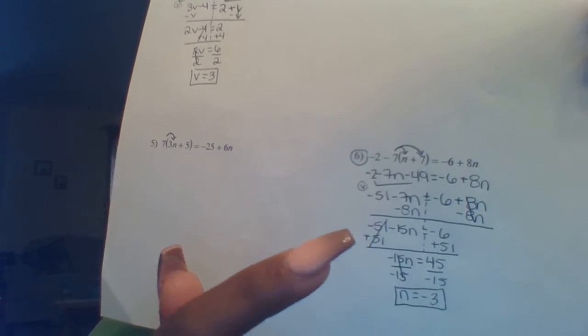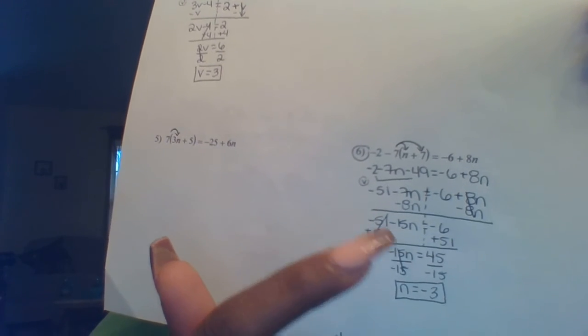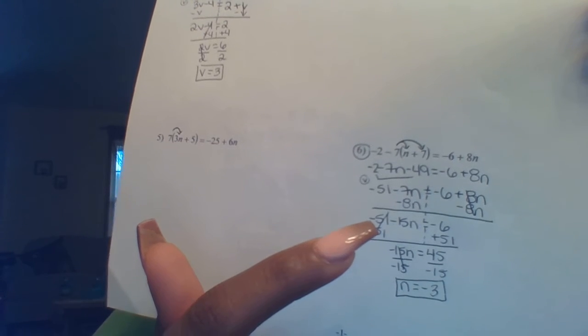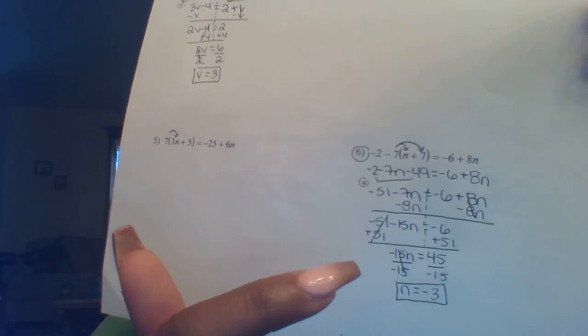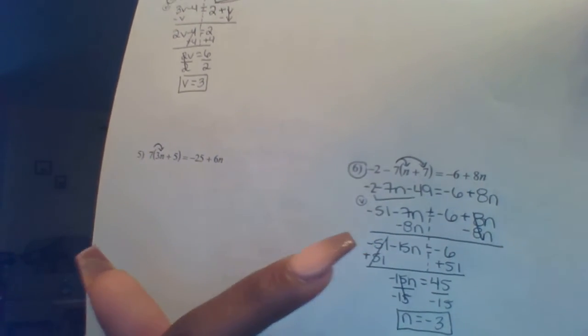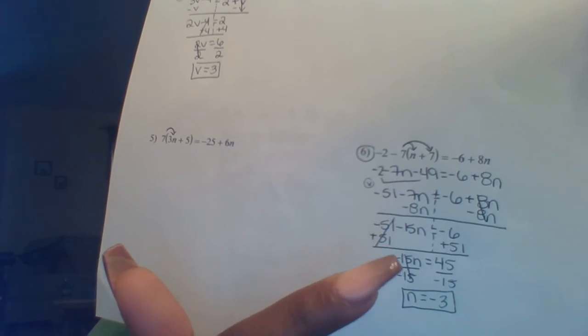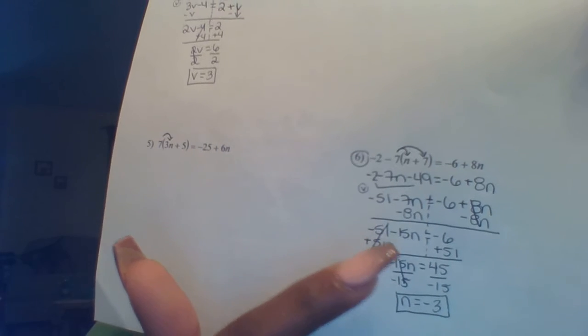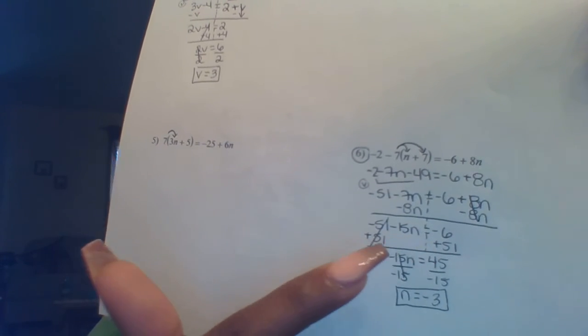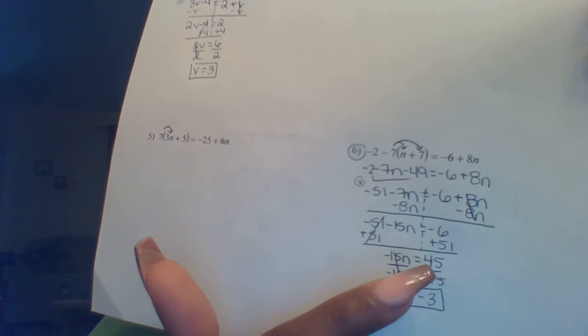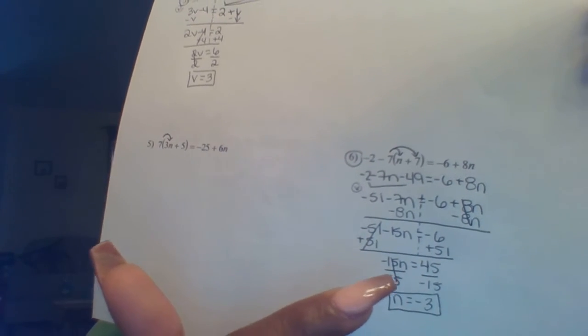Now we want to move any term that does not have a variable away from this side because this is the variable side. Because of this negative sign right here, this is a -51. To cancel it, we need to add 51. -51 plus 51 gets us 0. 0 minus 15n gets us -15n. Adding 51 to both sides to keep the equation balanced, we get -6 plus 51, which gets us +45.